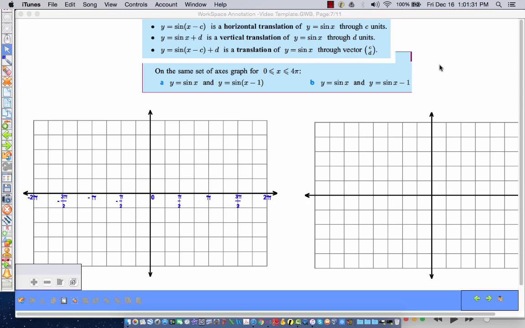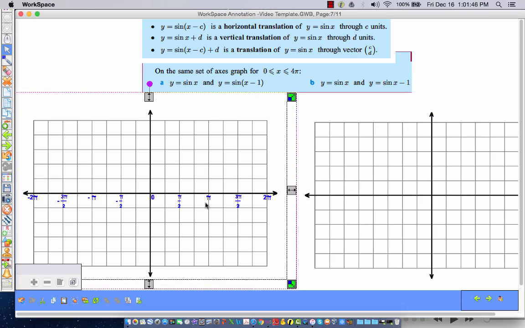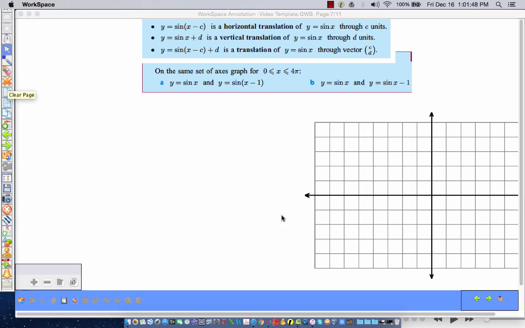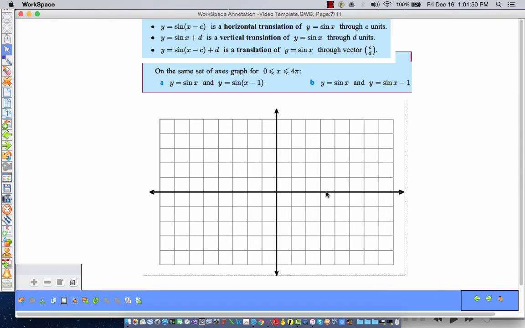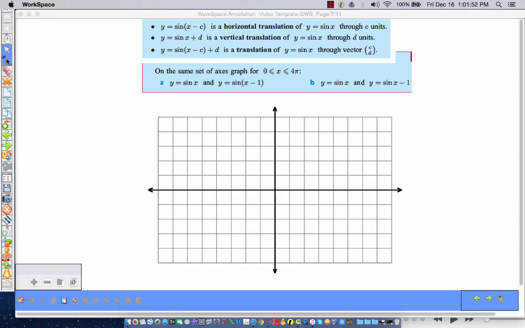Okay, so let's do this. On the same set of axes, graph for 0 less than or equal to x less than or equal to 4 pi. Well, the problem here is we're labeled from negative 2 pi to 2 pi, and it says graph from 0 to 4 pi. So when that happens, you might need to use a blank graph and do your own labels. Okay, so I am going to go ahead and do that from 0 to 4 pi.